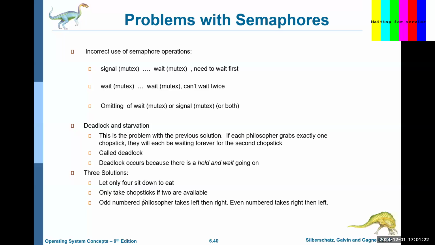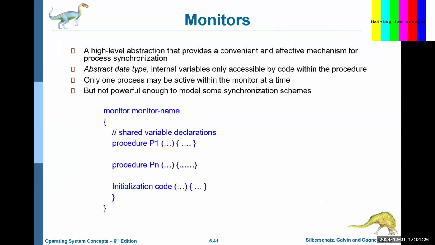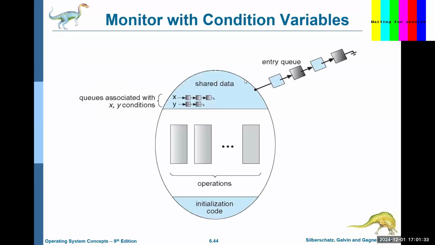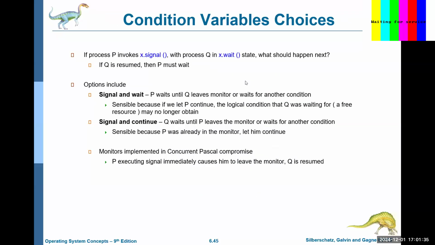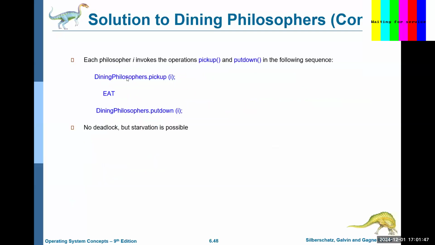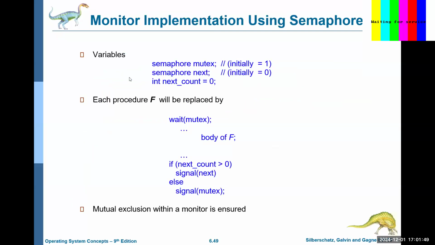Now, what about the solution of only taking chopsticks if you have 2 available? Well, that's with the monitors. Basically, it's making a queue. We don't have time to go over it today. But here's the solution, using monitors, not taking unless you have 2. Maybe we'll go over it in the lab.